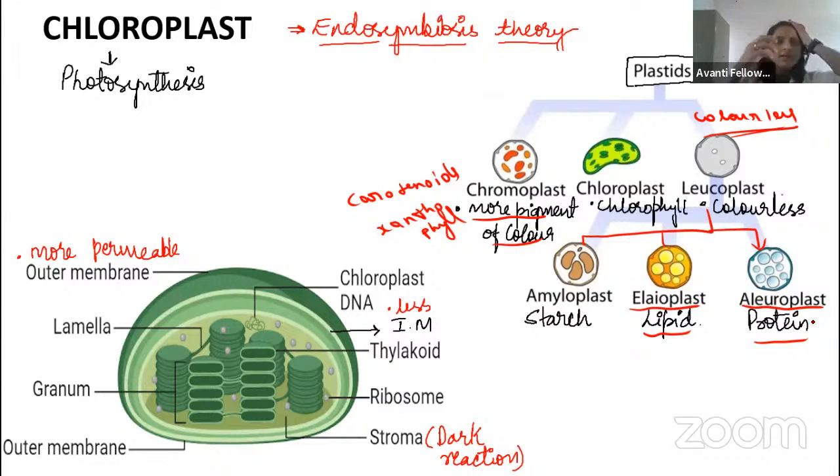You have studied about the seed coat, right, guys? The aleurone layer, right? So remember that is a protein. So remember that aleurone, that is the aleuroplast. It will store the protein. Then coming to the elaioplast, that stores the lipid. Then amyloplast, you can easily remember, that stores the starch, guys. Okay, fine.